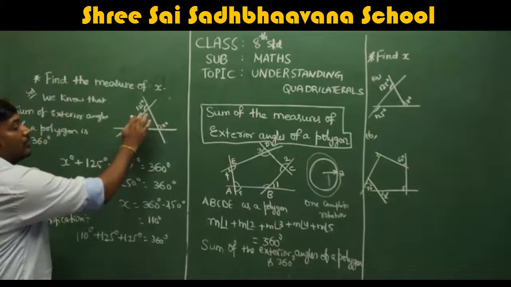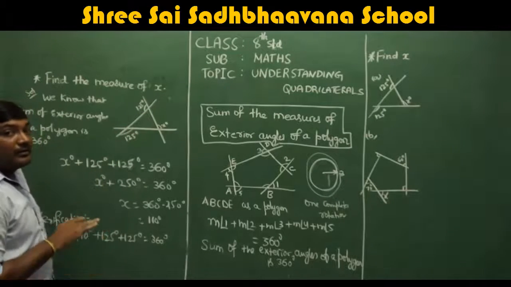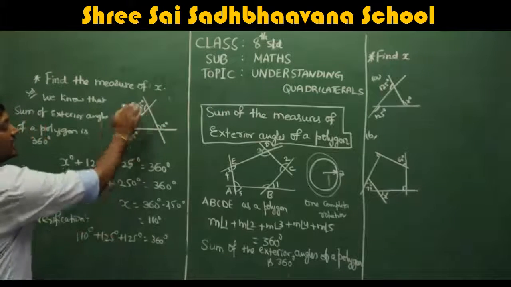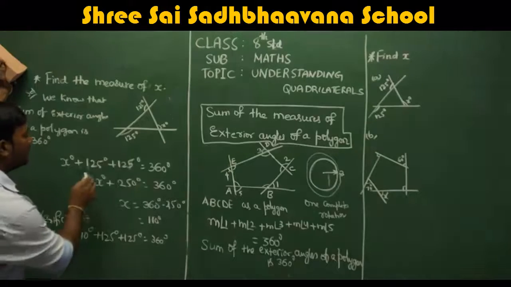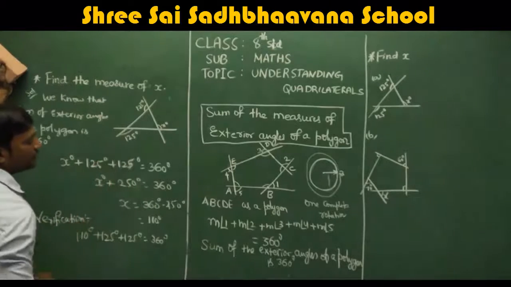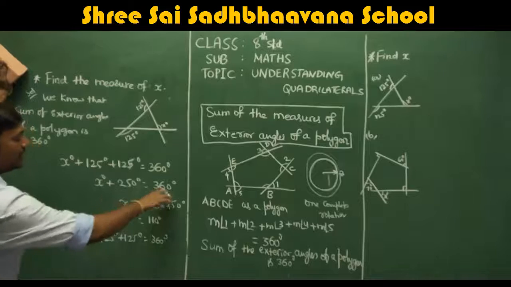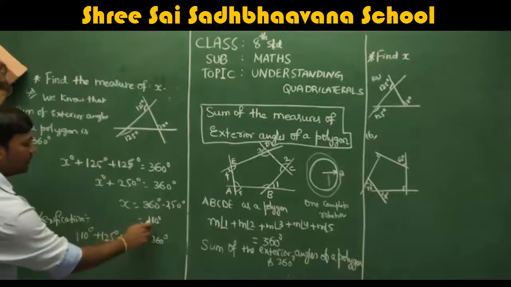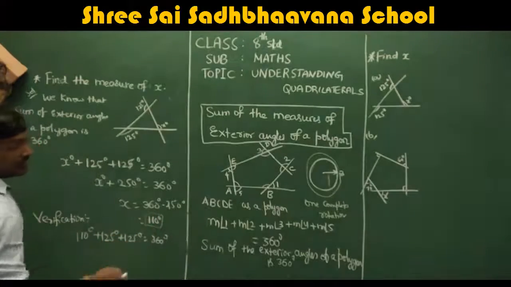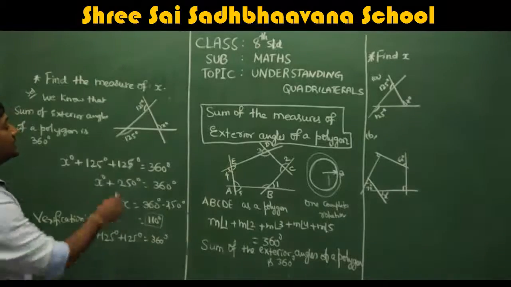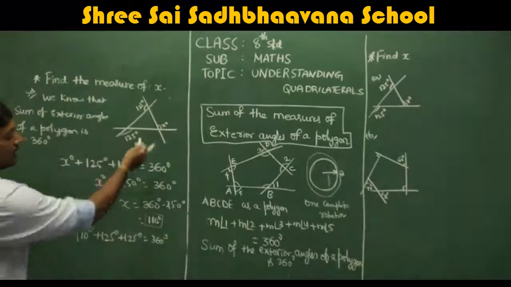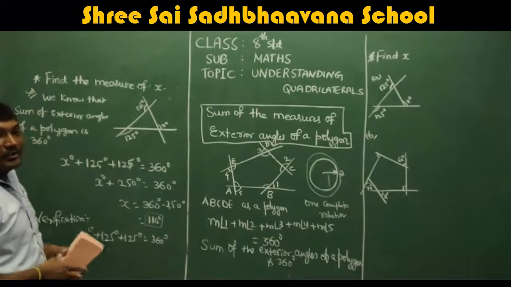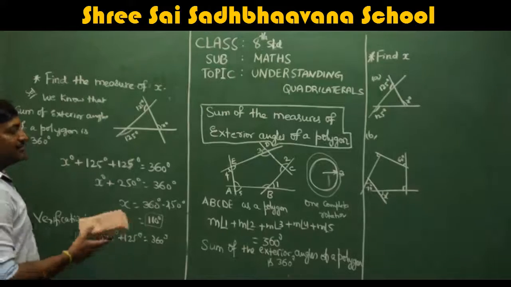Remember, only exterior angles, not interior. Interior angles follow the normal rule: the sum of the interior angles of a triangle is 180, not 360. Only for exterior angles is this property applicable. So x degrees plus 125 plus 125 is 250, and 250 is equal to 360, so x is equal to 360 minus 250, which is 110 degree. Now we got the x value of 110. Just verify: add all the angles, including the x value we got. We should get 360. So 110 plus 125 plus 125 gives 360, and our answer is correct.